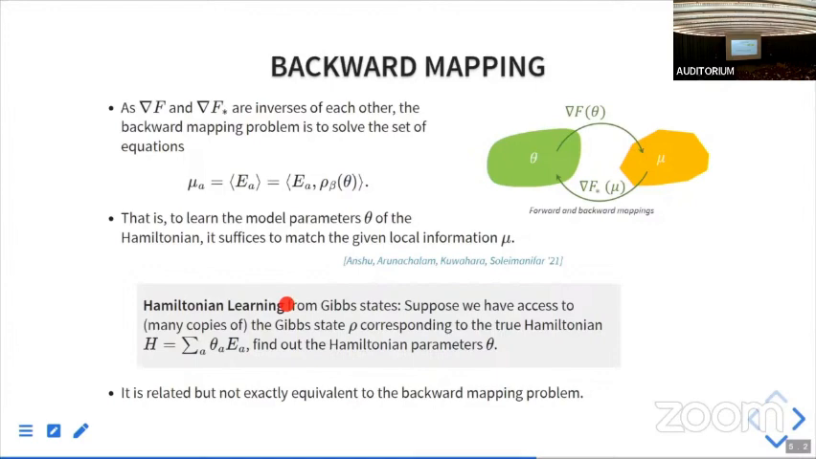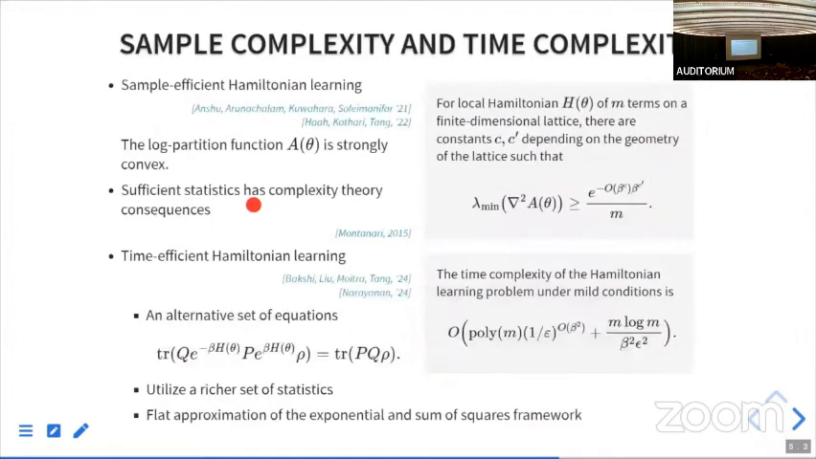Obviously, this is a related problem to the backward problem, but not exactly the backward mapping problem. There, you are only given the parameter mu, but here you are given the Gibbs state, so you are not only given the average value of E_A, but other average values of your choice. That's an important fact. What we know about this Hamiltonian learning problem, which is closely related to the backward mapping problem: first, we know it is sample efficient for local Hamiltonians. That's a result by Anshu et al. The technical part is that they show the local partition function is strongly convex in theta, in the sense that the Hessian has a lower bound.